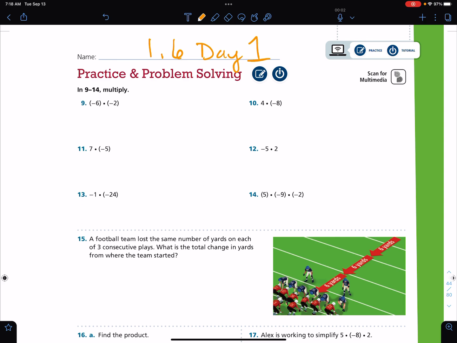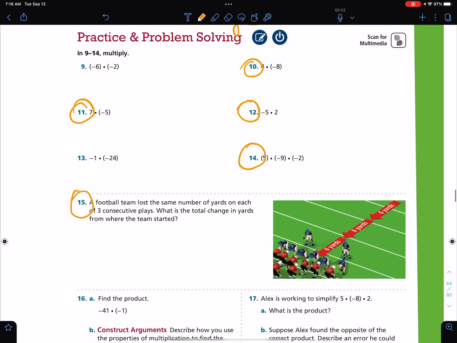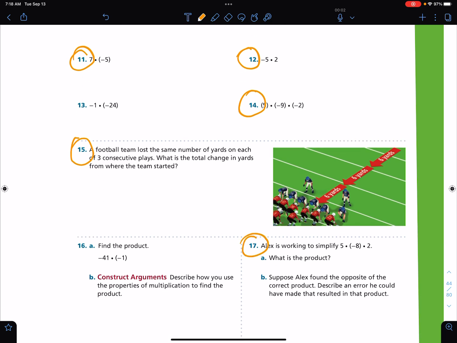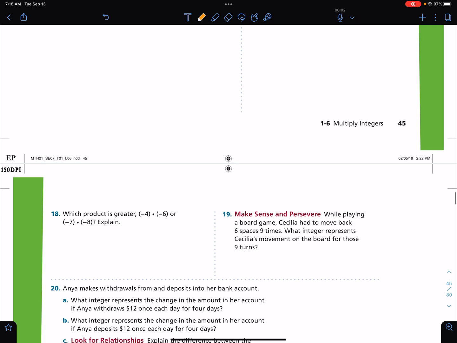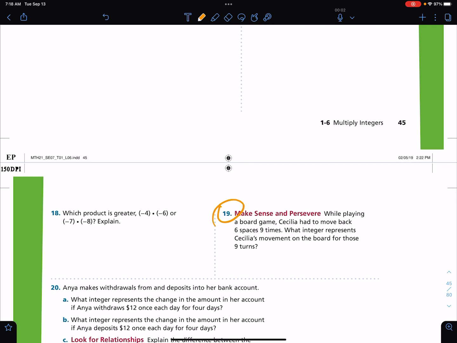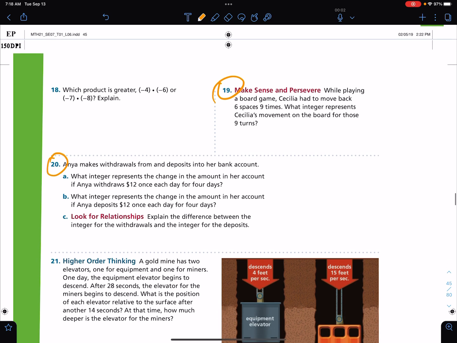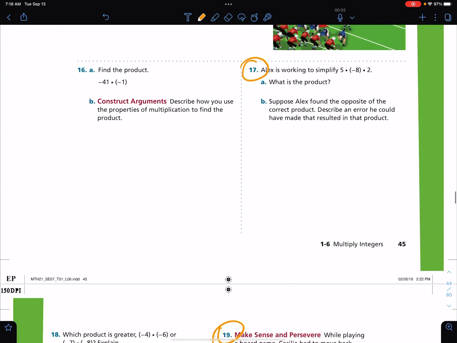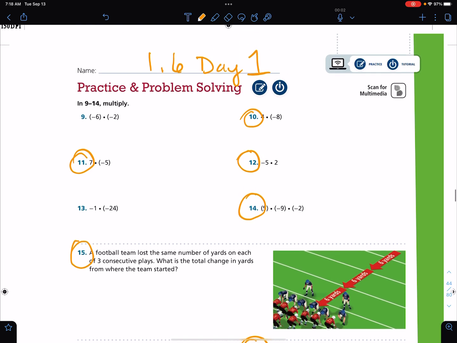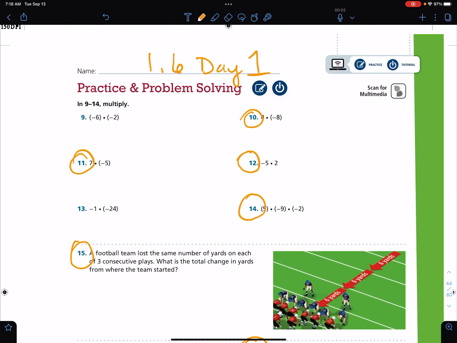We are going to go over problems 10, 11, 12, 14, 15, 17, 19, 20, 21, and 22. Oh, and 23. So I know that sounds like a lot of problems, but I don't think these will take as long as it sounds like they're going to take.